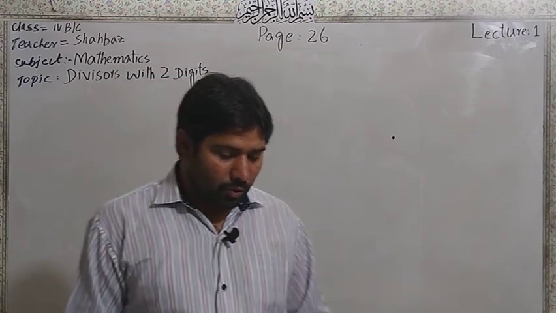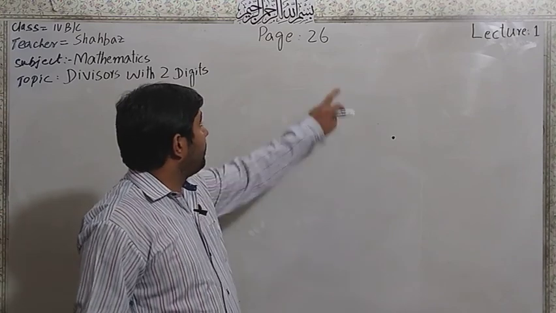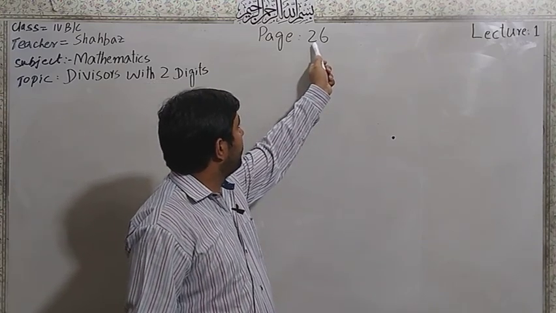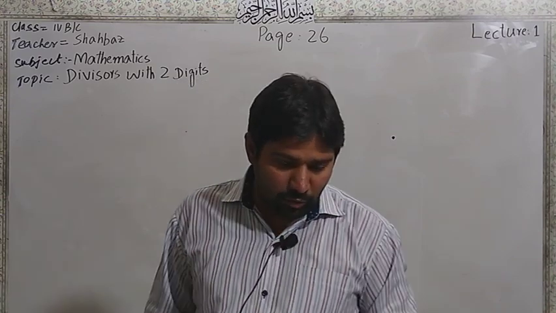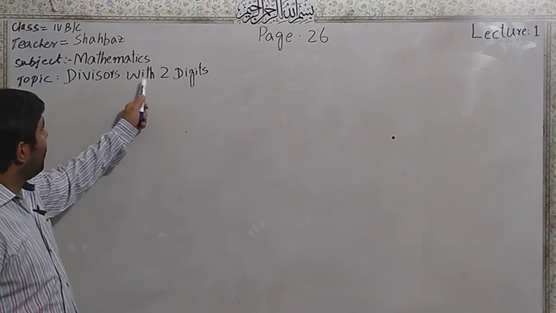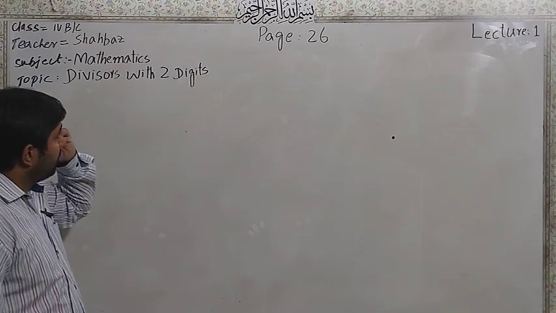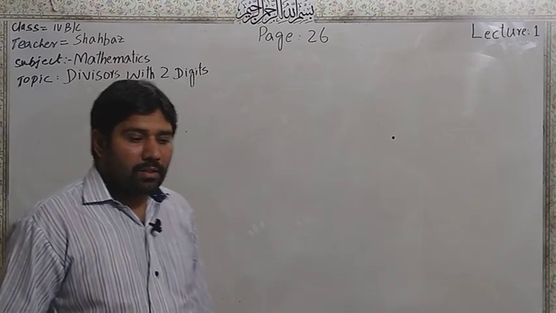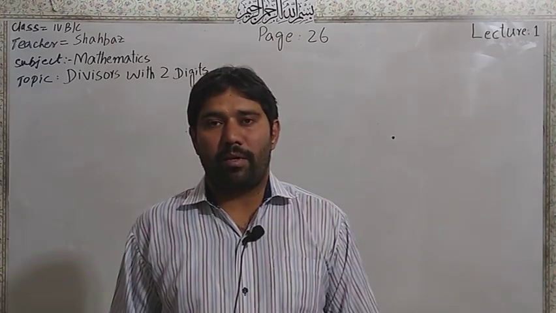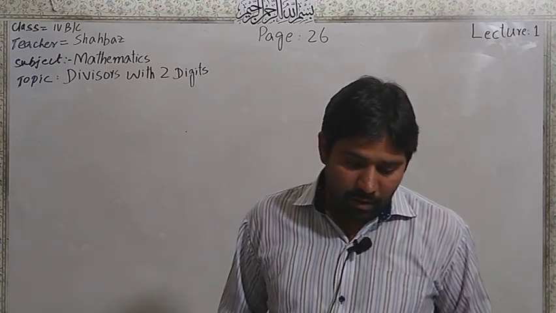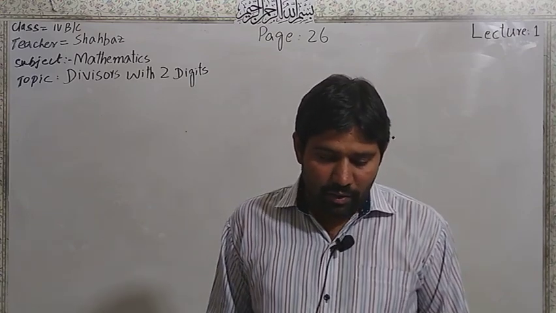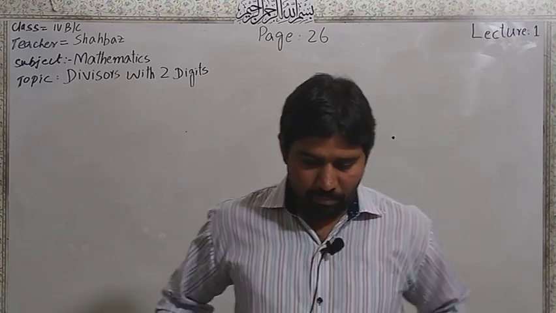In grade 4, dear students, page number 26 is included in your scheme. On page number 26, you have divisor with 2 digits. Dear students, before this you have done some divisions with 2-digit numbers, and now you will learn how to divide with a 2-digit divisor.